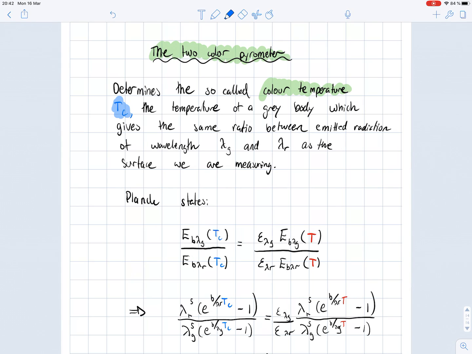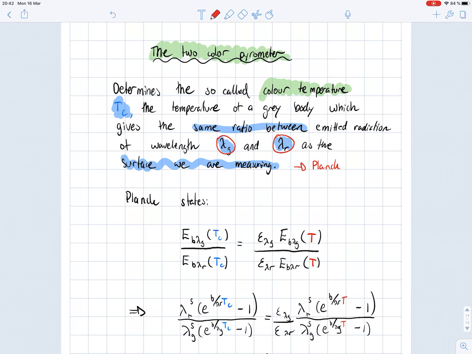It gives the same ratio between the emitted radiation of wavelength lambda G and lambda R as, again, the surface we are measuring. So this is also related to Planck, because we are looking at specific wavelengths. This we expect again to be better than the total radiation pyrometer that only considers the whole spectrum at once.